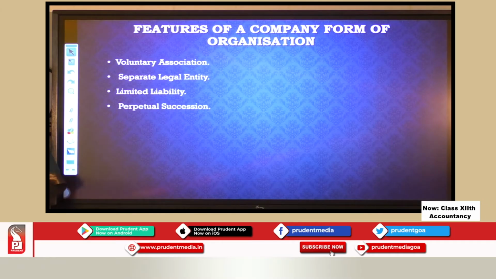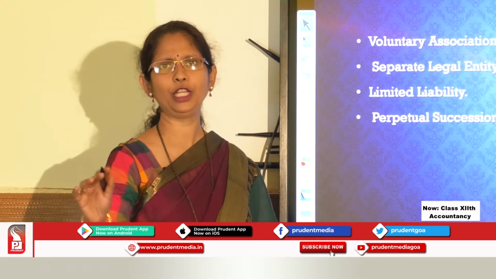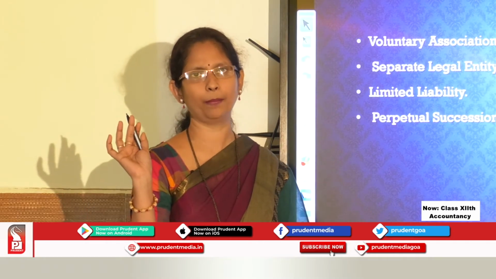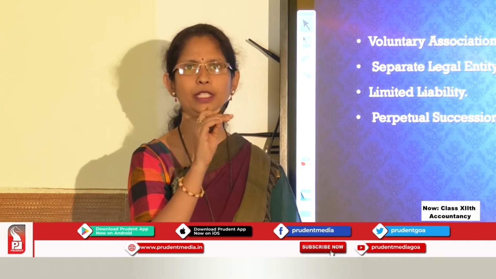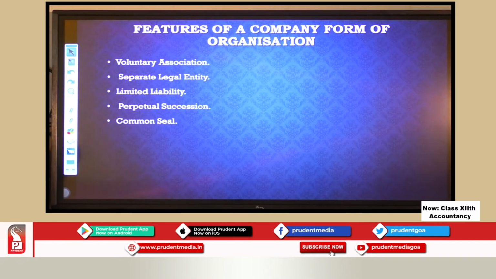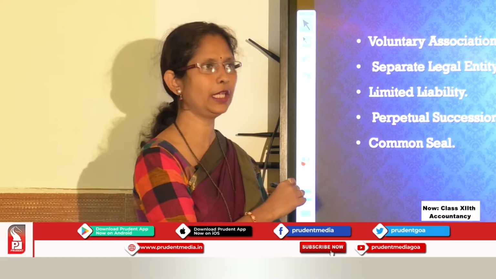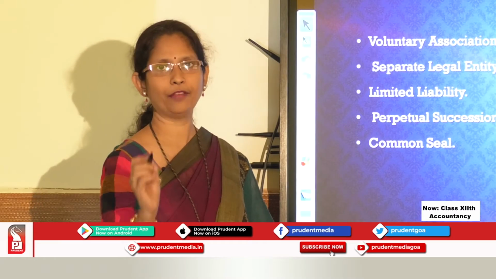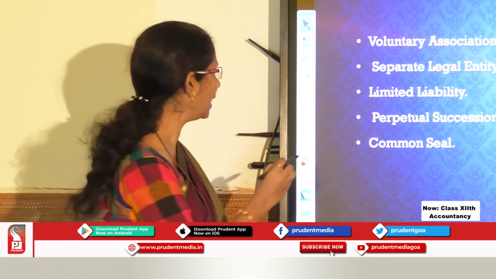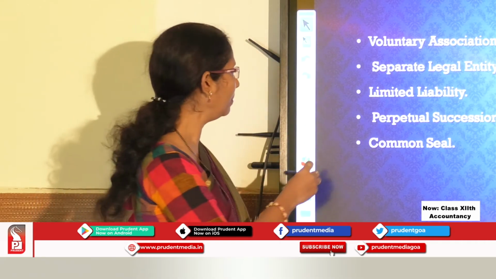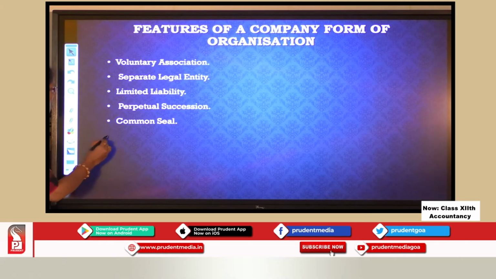Next we have perpetual succession. This is what I explained to you earlier. Anything happening with the shareholders will not have an effect on the working of the company. So it is perpetual, the business of the company will go on. Next we have common seal. I told you the company is a legal person, it cannot sign. So it has a common stamp, that is called the common seal. The directors will sign, they will affix the stamp, then it becomes the company document.